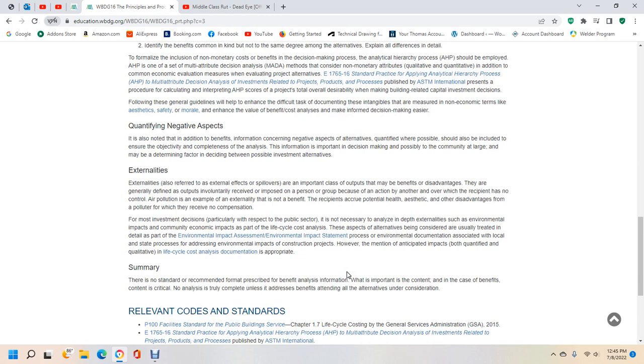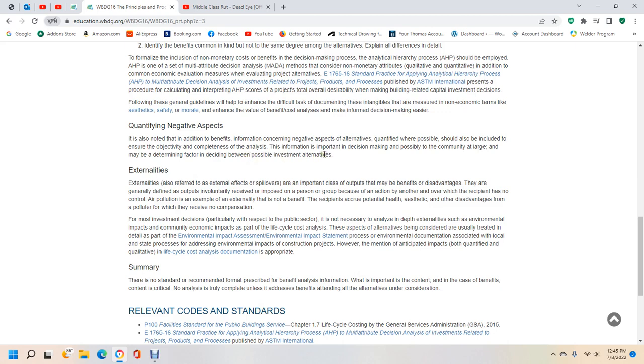Quantify negative aspects. As noted, with the additional benefit of information concerning negative aspects of alternatives, quantified where possible, they should be included to ensure the analysis is objective and complete. This is information important to decision making for the community at large and may determine the effect of deciding between possible investment alternatives.